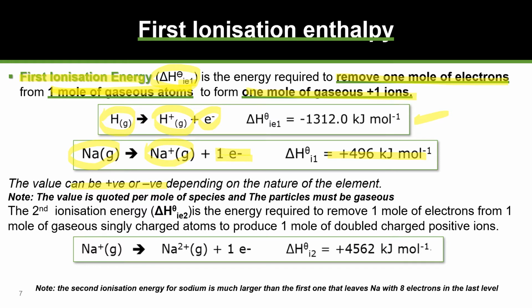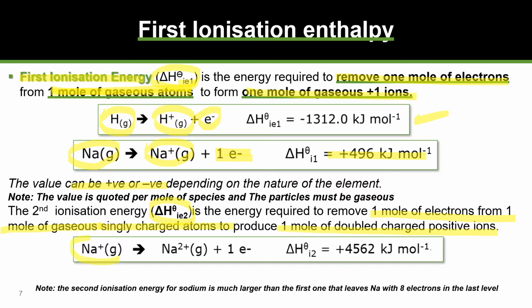In the case of any element, we can have the second ionization energy, and it is represented with the delta H IE2, ionization energy number 2. Of course, it is the energy required to remove 1 mole of electrons from 1 mole of gaseous already single charged atoms to produce 1 mole of double charged positive ions.